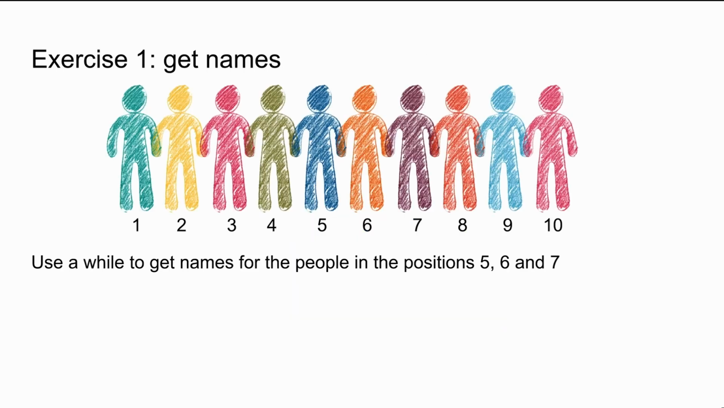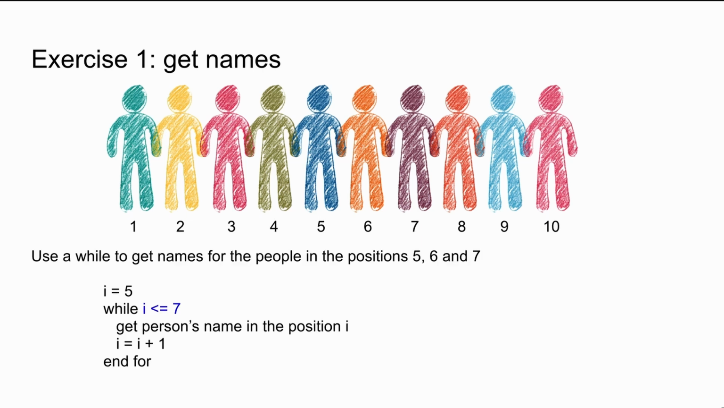Now let's get into some exercises. We did a similar exercise in the previous video with the for loop. Here, we need to get the names for the people in the positions 5, 6, and 7. Don't forget to use a variable as counter for the while, like we have done in the examples in this video. You can stop the video here to write your solution, and I will explain it in the next slide.